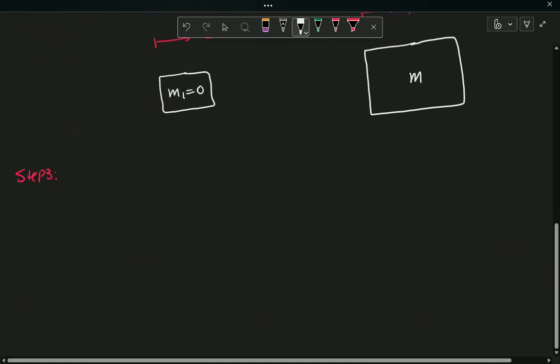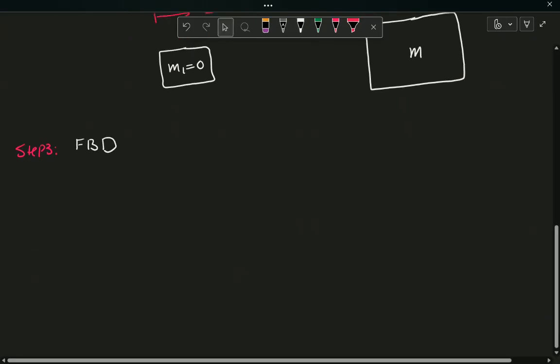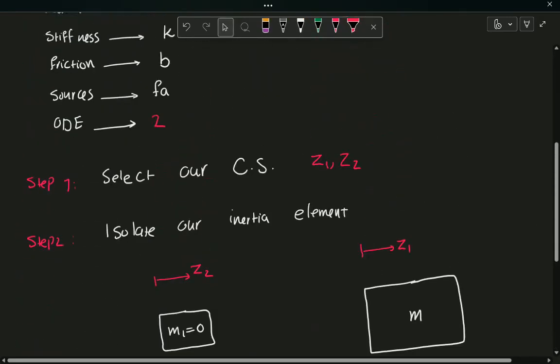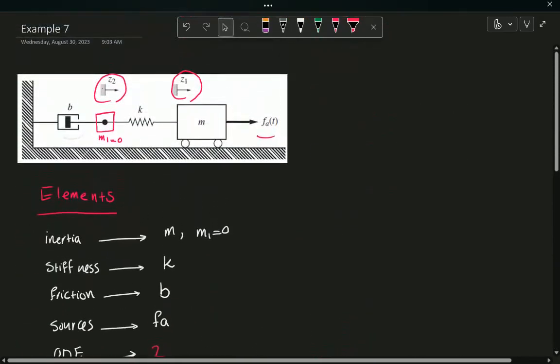Great. Now I'm going to go to step 3, which is the free body diagram. The most important step, yes? So this is going to be the forces: friction, spring, and the external force. Okay, friction. Look at the system. My damper is here.